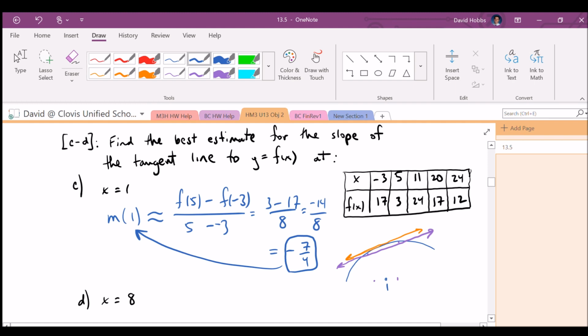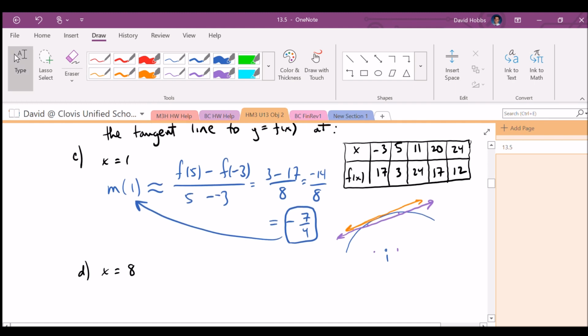Okay, well, let's try that one more time here. So at x equals 8, well, where is 8? 8 is in between 5 and 11. And in fact, is it right in the middle between 5 and 11? Well, the average of 5 and 11 is 16 divided by 2, so 8. So it's right there in the middle.